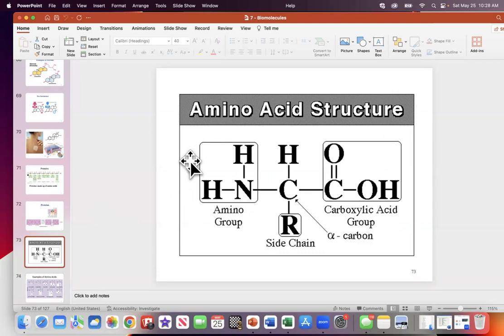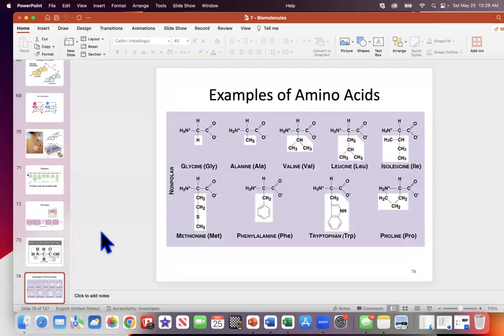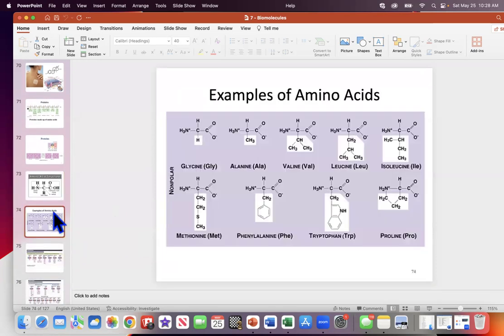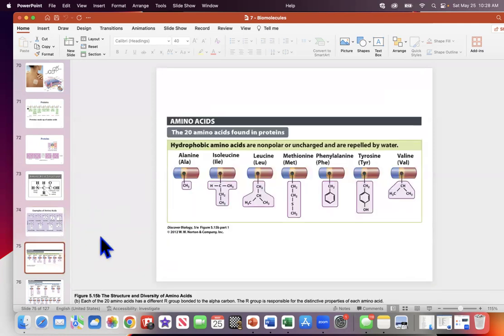And this is the amino acid structure: amino group, carboxylic acid group. There are a total of 20 different kinds of amino acids. These two groups are always the same, and this is called the R group. This one changes. There are 20 different kinds of R groups. So different amino acids like alanine, leucine, and all these have different R groups. There are 20 different kinds of them.